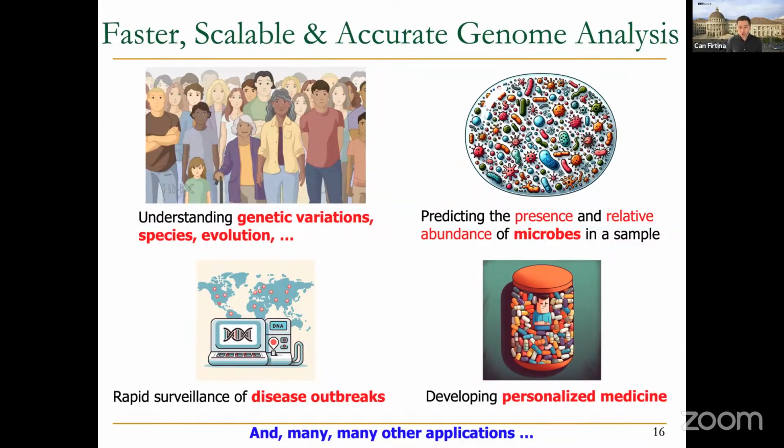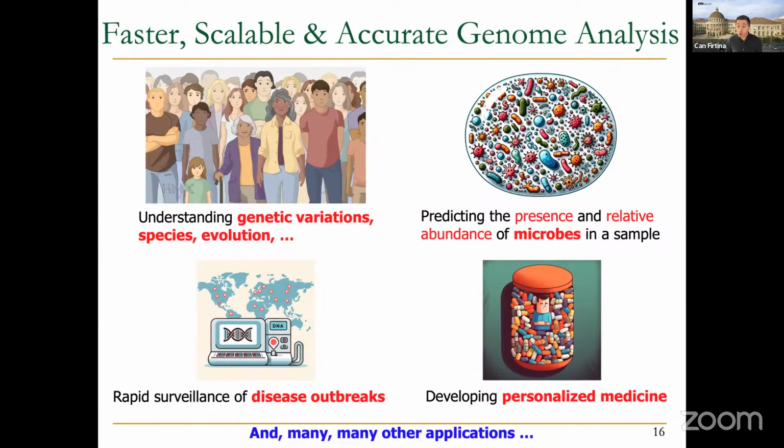To motivate you, we really need faster, scalable, and accurate genome analysis, because genome analysis is important for many reasons. For example, it is important for understanding genetic variations, species evolution, and so on. It is also very important for predicting the presence and relative abundance of, for example, microbes in a sample. So we may want to understand the percentage of a particular pathogen in the environment that we're living in, so that we can take some early actions. And one example of taking early actions is, of course, the rapid surveillance of disease outbreaks.